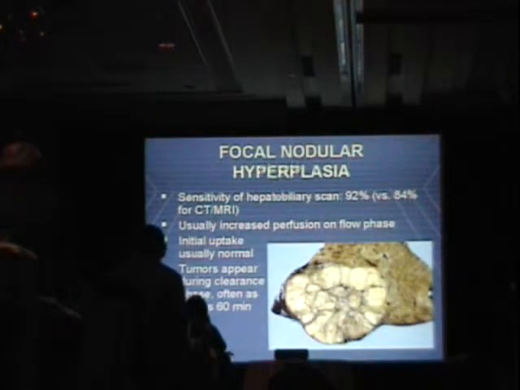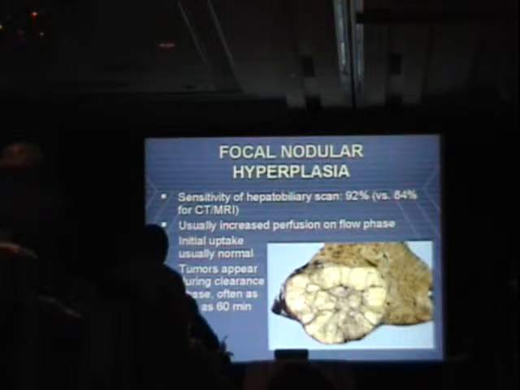Focal nodular hyperplasia, sometimes we're asked to help make this differential. When the MR findings are equivocal, our sensitivity on HIDA scan is about 92%. It's pretty good. What we're going to see is increased perfusion on the flow phase, normal uptake initially, and then the tumors are actually going to appear during the clearance phase as the rest of the liver washes out. So they appear as hot areas in the scan.